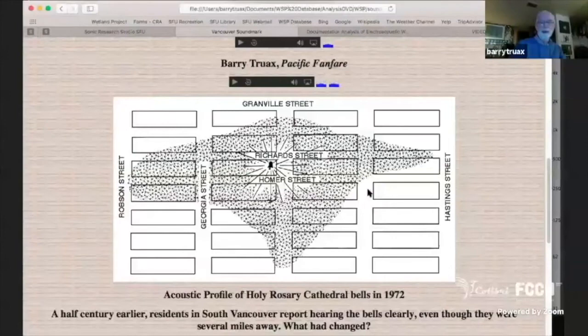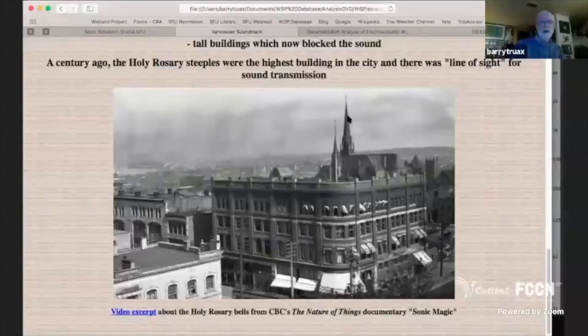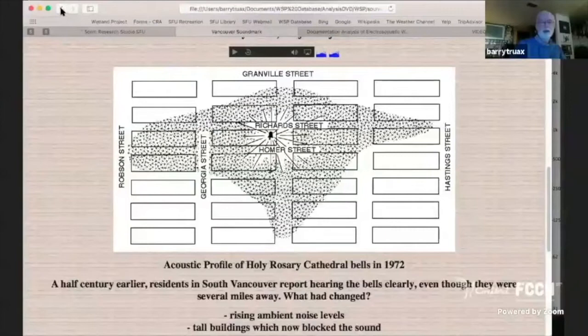A hundred years earlier, it was in fact the tallest building in the young city of Vancouver, and so it could be heard throughout, miles and miles away, and now only over a few blocks. That captured the imagination of people since, and certainly Schafer, who argued about the implication of the decline of, say, the church as an organizing feature of the soundscape, compared with traffic and aircraft.